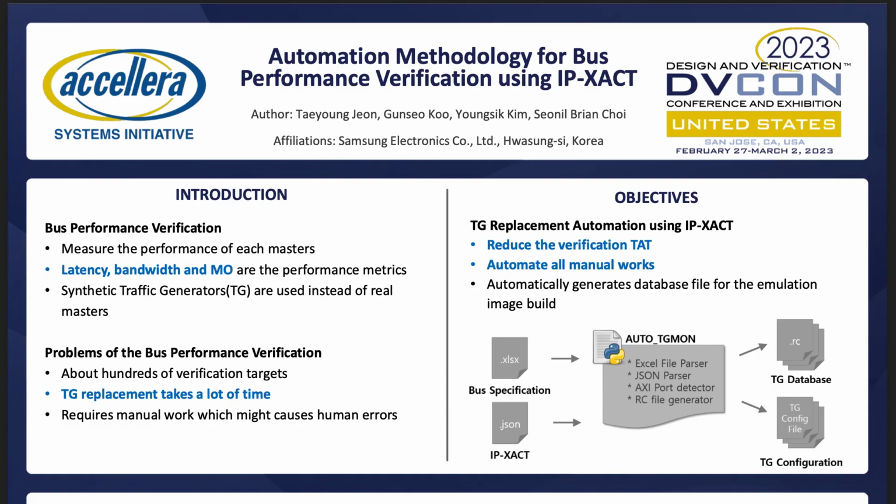These two output files are used for the emulation image build. After the emulation image build, we can see the real masters are replaced by the TGs based on the information in the TG database file. When we run the emulation image, TG starts to make the data transactions based on the settings in the TG configuration file.